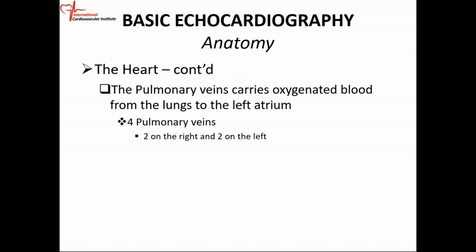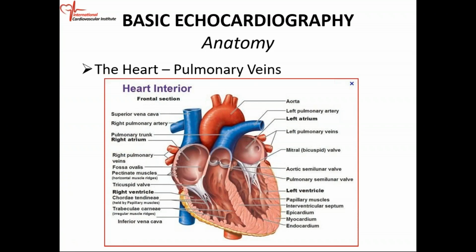Again, as mentioned before, the pulmonary veins carry oxygenated blood from the lungs to the left atrium. There are four pulmonary veins, and all four drain into the left atrium. Two on the right side of the left atrium, two on the left side, and you have upper and lower. So this is your left atrium, and these are your pulmonary veins. This is where the pulmonary veins open into the left atrium, and on this side you have upper and lower.